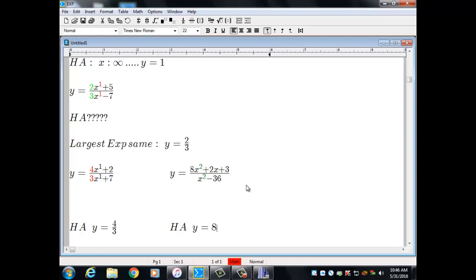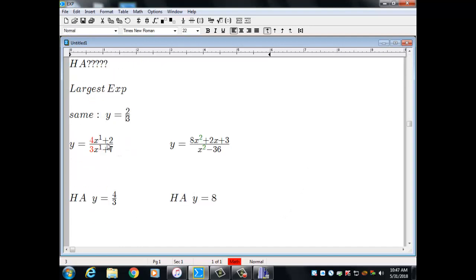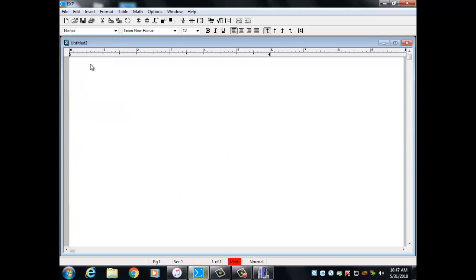Okay. So let's just go over this. If they're the same, okay, it'll be y equals whatever those coefficients are. Does that make sense? Now, what if they're not the same? What if they're not the same? Well, if they're not the same, here's the good news.